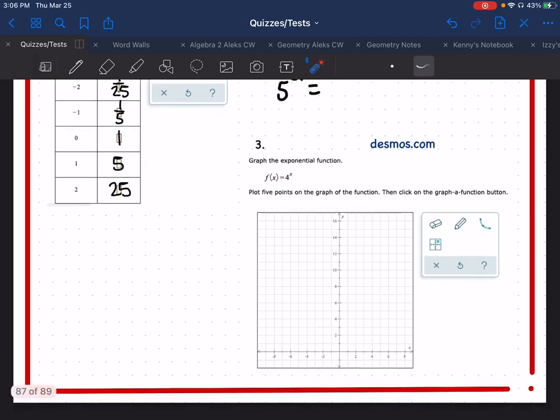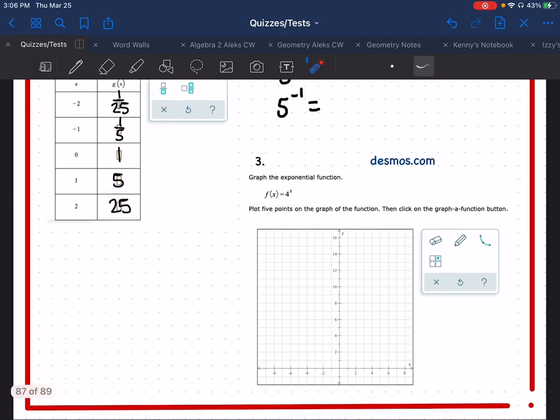Okay, question number 3 is going to ask you to graph. It is going to ask you to plot the 5 points. So for this one, please make sure that you do get your 5 points. And we're just going to go back over to Desmos.com and we're going to put in our function. I'm going to just go ahead and get my table set up.